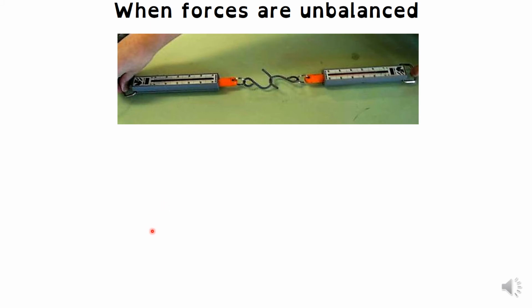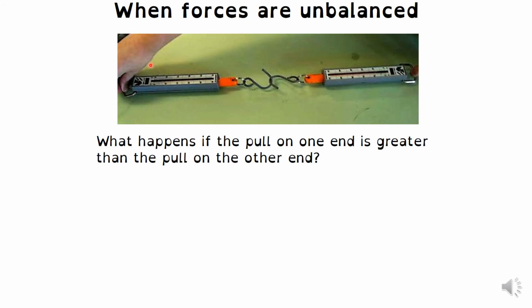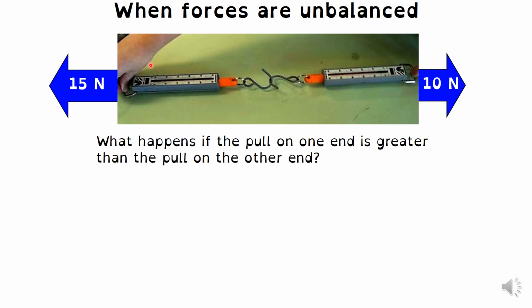Now, if we were to look at unbalanced forces, what would happen if the pull on one end is greater than the pull on the other? For example, if the left-hand Newton meter was pulled with a force of 15 newtons, but the right only pulled with a force of 10, what would happen to these hooks in the middle?